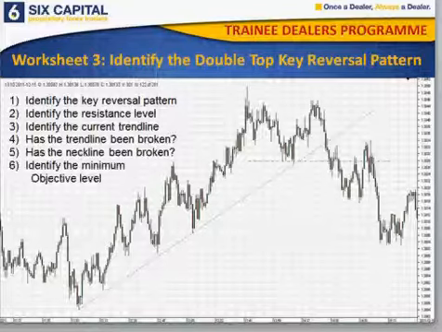So the first question that you have to ask yourself is, is it a key reversal pattern? So you have to identify, is this a double top formation? Okay, and then the next one is identify the current trend line, which is here, because it helps you to make the next decision, which is, has the trend line been broken? And then after that, try to identify where is the neckline, as well as identify the minimum objective level of this key reversal pattern. Okay, and then we'll go through the answers step by step later. We'll take around 2 minutes.